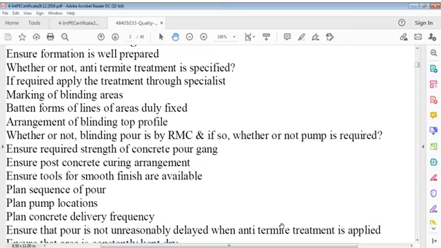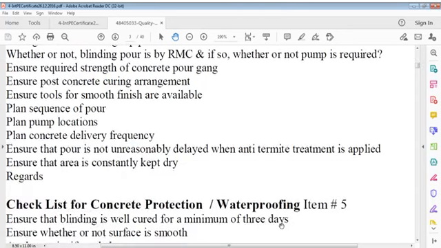Then plan the sequence of pour of your concrete blinding, how you want to pour that. That's not construction design, in fact, it's just a way. Because there's no structural concrete, it's just base concrete. You have to start actual structural work on that. Then you can say sequence of pour, and then you have to plan pump locations.